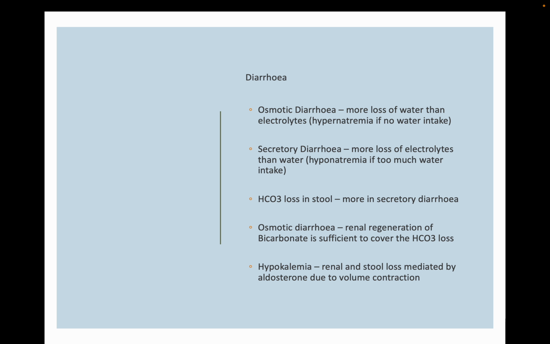Hypokalemia in diarrhea is mostly because of volume loss, in which there is an increase in aldosterone. Because of aldosterone there is potassium loss; any increase in aldosterone conserves sodium and causes loss of potassium. So that is one more mechanism in diarrhea causing hypokalemia. One is loss of electrolytes in the diarrhea itself, and one more mechanism is the increase in aldosterone because of the decreased volume.